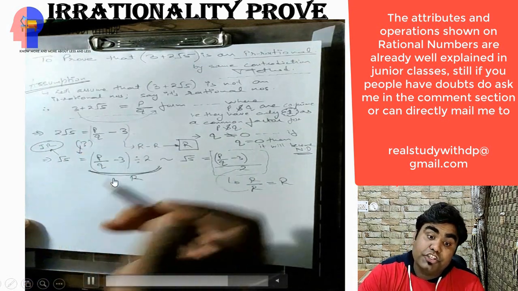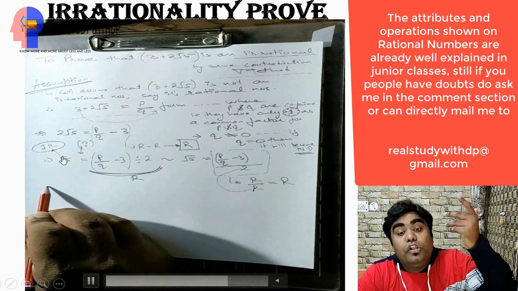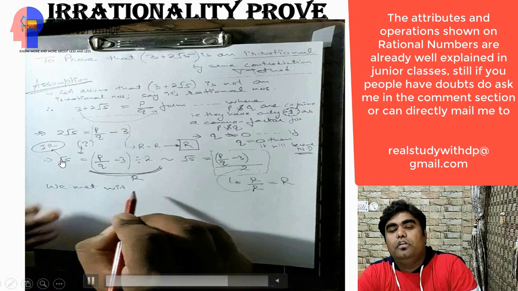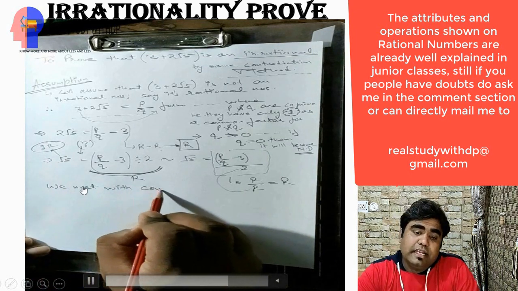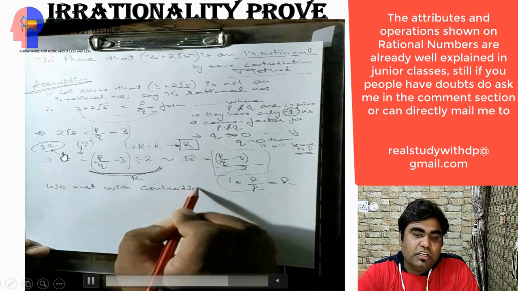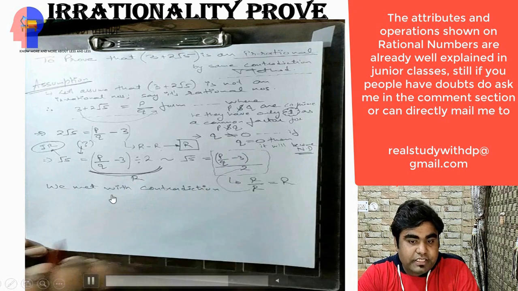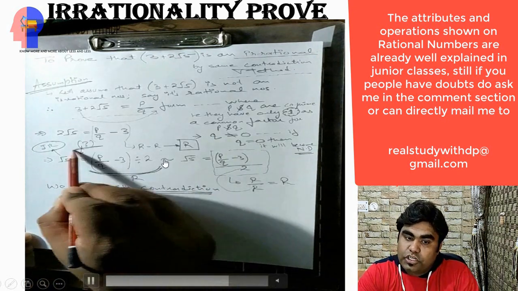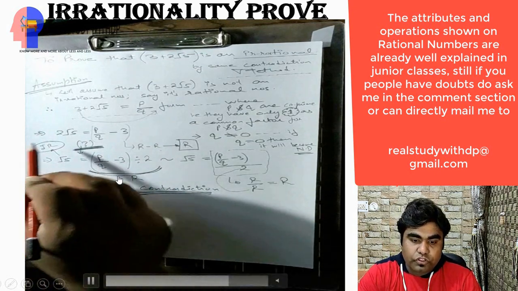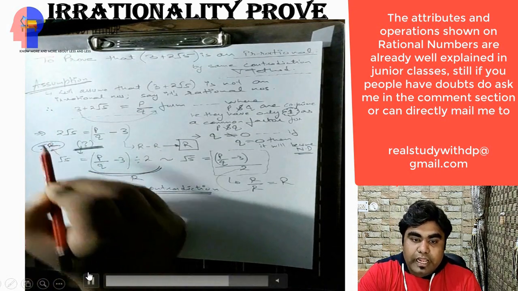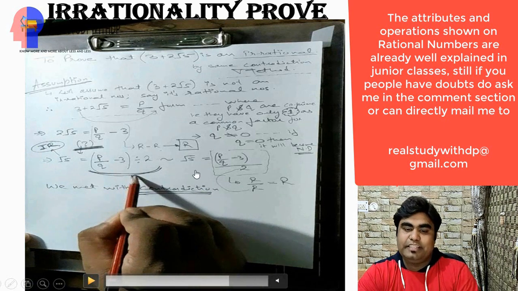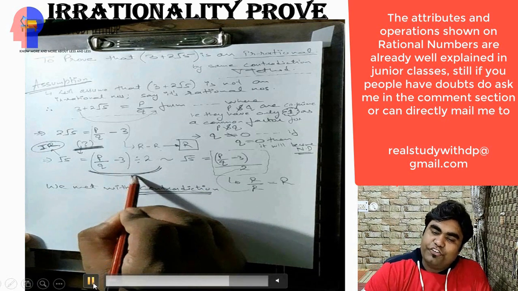However, on the LHS it is irrational, because we know that square root of 5 is irrational. This is on the LHS, whereas on the RHS, this whole system is rational. So how can this be possible? Irrational cannot be equal to rational. Hence, we met with a contradiction.